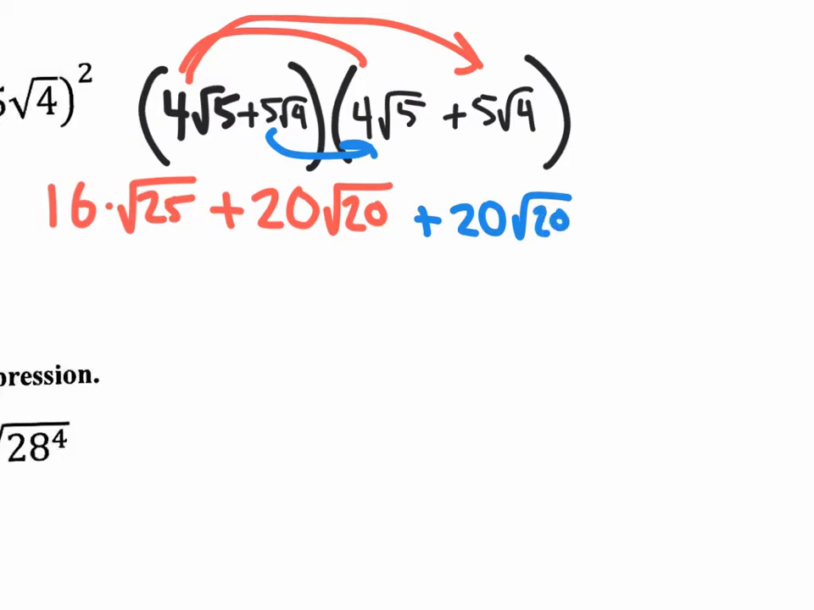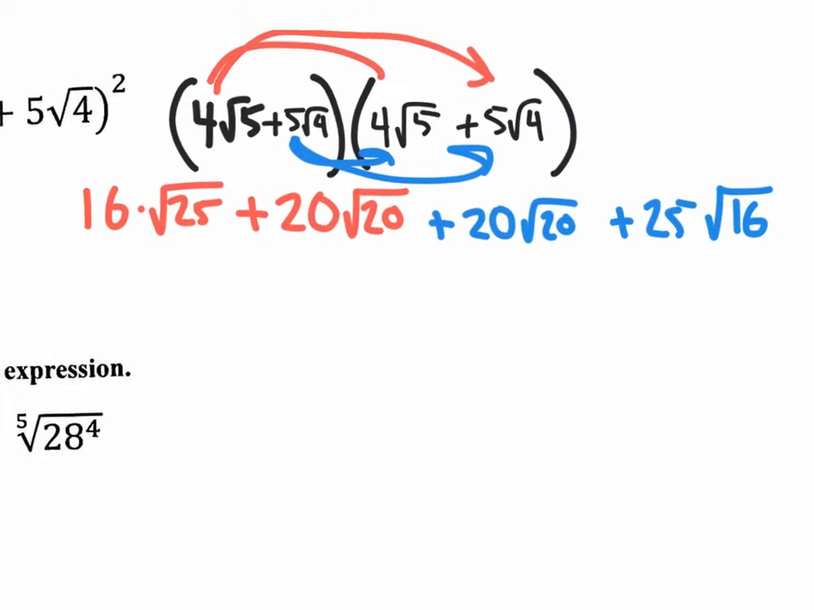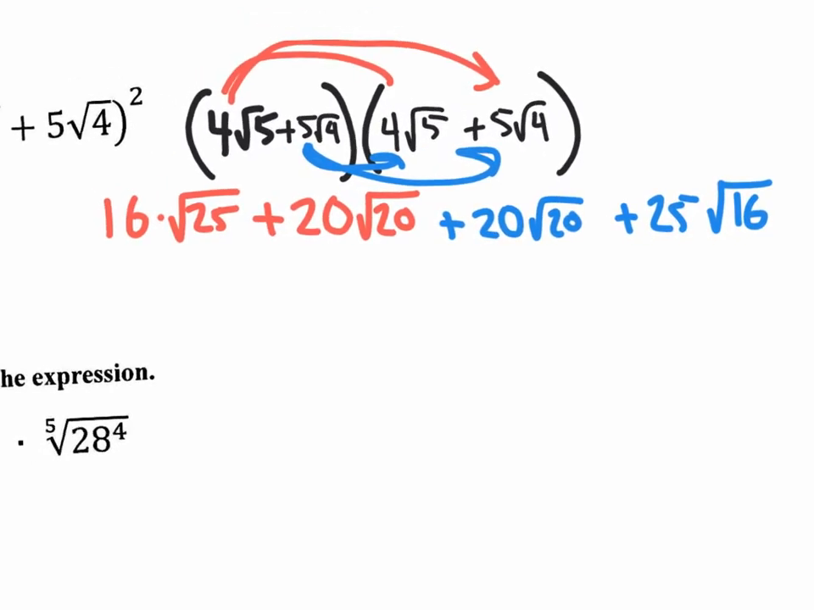And last but not least, 5 square root of 4 times 5 square root of 4. 5 times 5 is 25. And the square root of 4 times the square root of 4, I want to show my work, is the square root of 16, which we know is going to change to a 4 in a little bit. So let's go back and simplify first and then combine like terms.